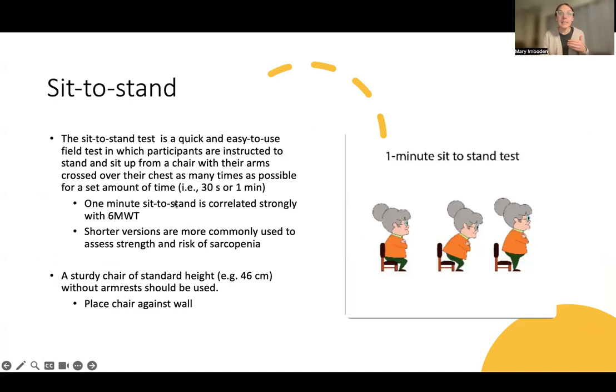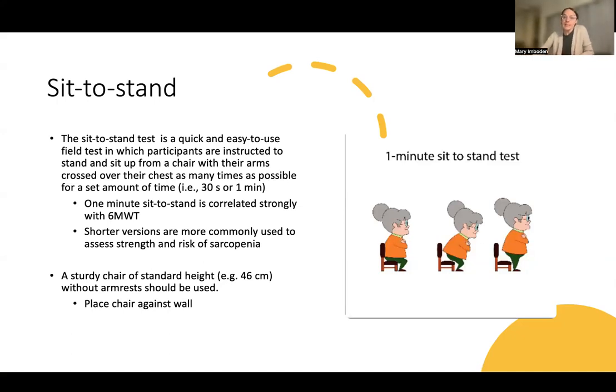The sit to stand test, this is another field test that is quick and easy to use. And in this test, patients are instructed to sit and stand as quickly as they can from a chair with their arms crossed over their chest. And it either is for 30 seconds, 1 minute, or there's a set amount of time. The 30 seconds and 1 minute are the most commonly used times for this assessment.